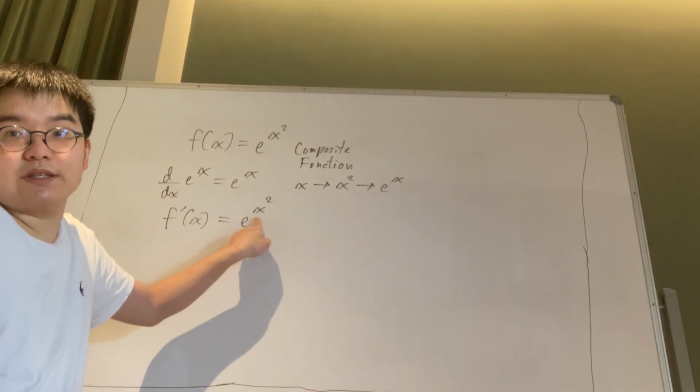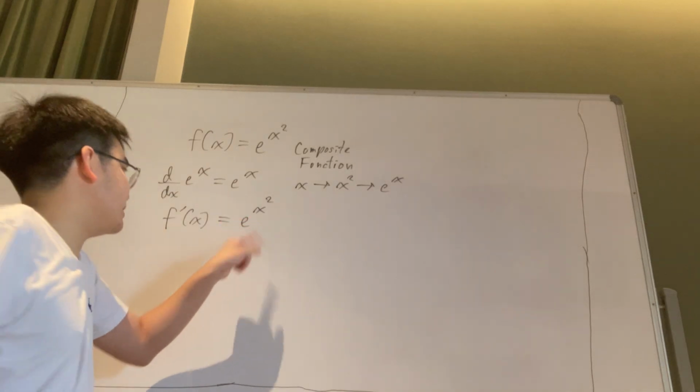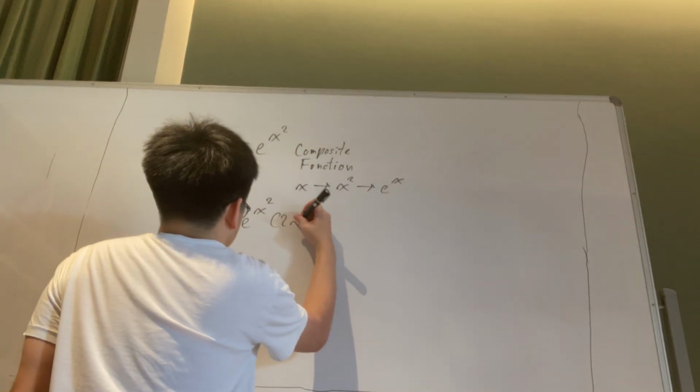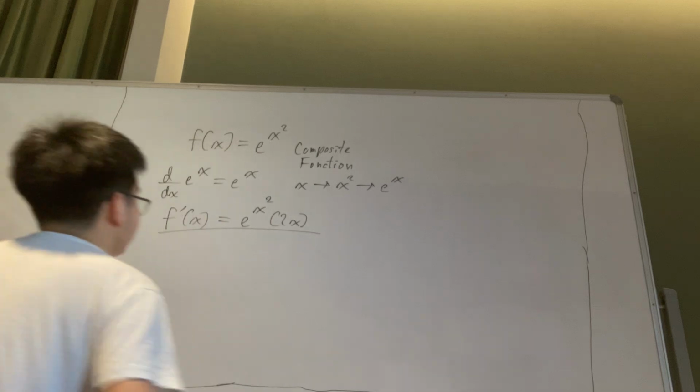So what's the derivative of x squared? You just apply the power rule, go down 1 degree, so that's 2x. Boom, done, nice and simple. Okay? Yeah, so that's the answer.